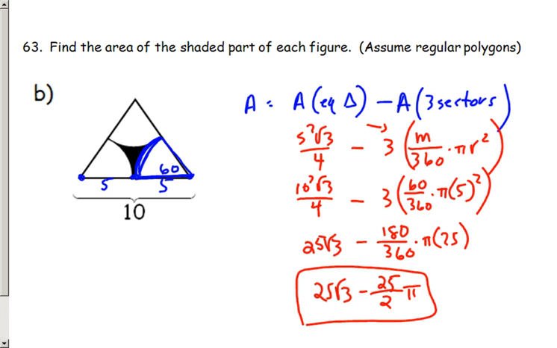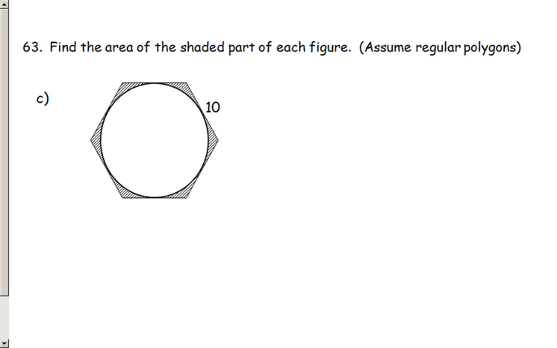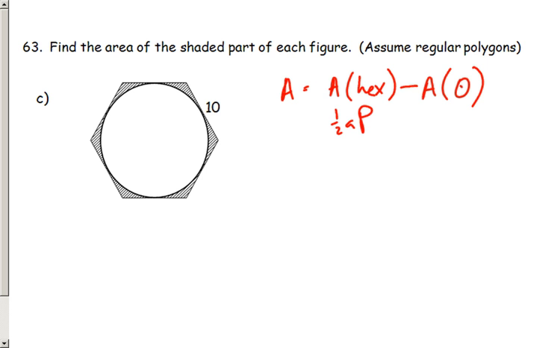And again, we're talking about area, so all these are units squared. Okay, square units. 63C is the last one we're going to talk about. And again, the area that we're looking at, the area of the shaded, is going to be the area of the hexagon minus the area of the circle. Well, the area of the hexagon is a formula. It's going to be 1/2 apothem times perimeter. The area of the circle again is pi r squared.